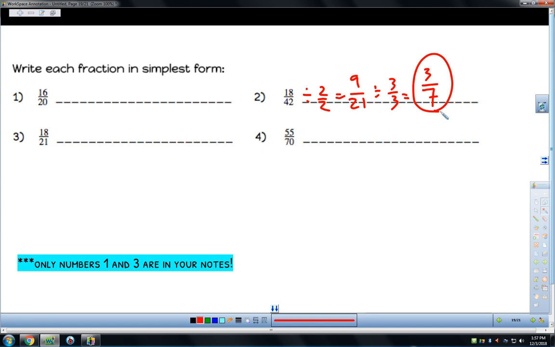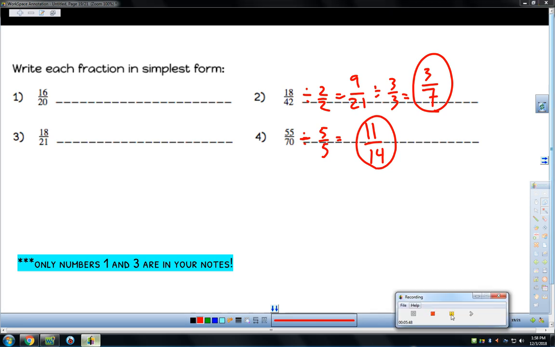All right, number 4, 55 and 70. The way that I use my factor sheet is I put my left finger on the numerator and my right finger on the denominator. My left finger is on 55, my right finger is on 70. I find something they have in common. It turns out it's 5. 55 divided by 5 is 11. 70 divided by 5 is 14. Pause the screen and try the next two.